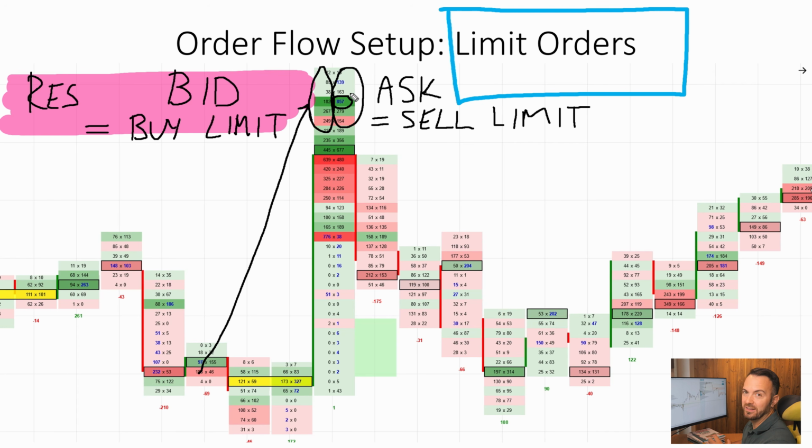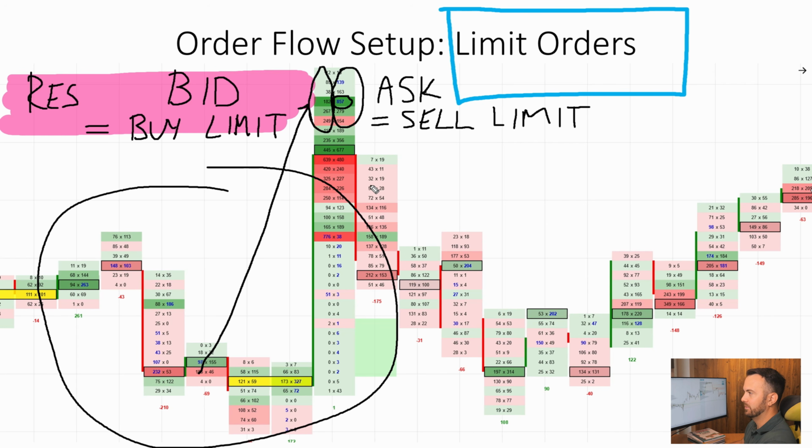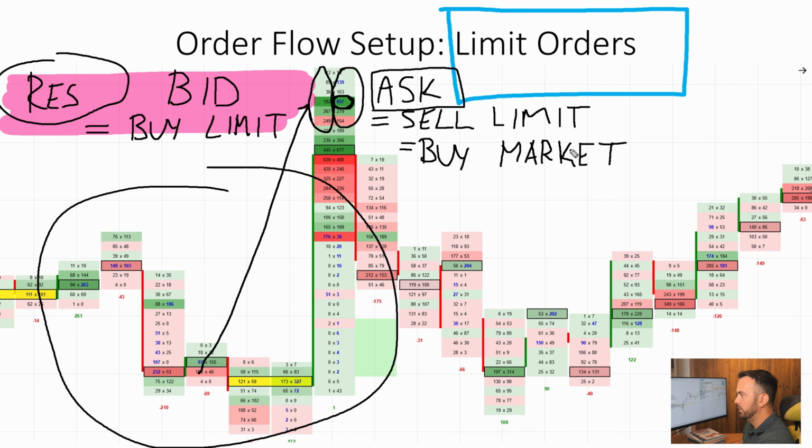And in that resistance zone, what you notice is this 857 contracts. That's a really huge number, right? If you compare it to the rest of what you see here. And especially when it shows up at a resistance. So now you need to think, what is this telling you? Huge volume appears at a resistance and it appears on the ask. It could either be an aggressive buyer with a market order, or it could be a sell limit.